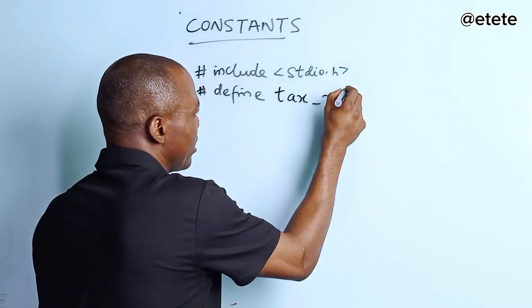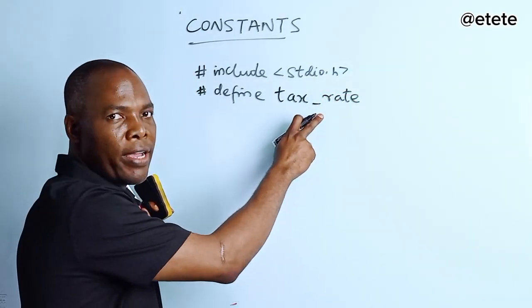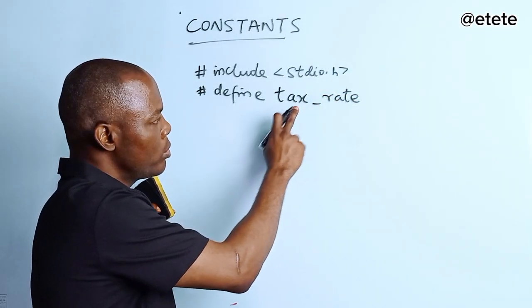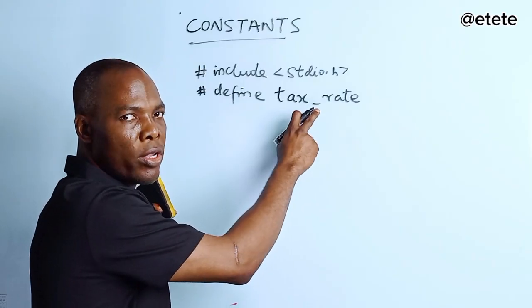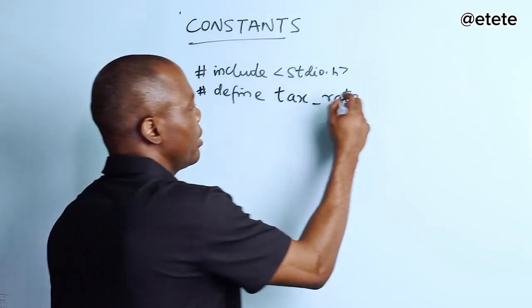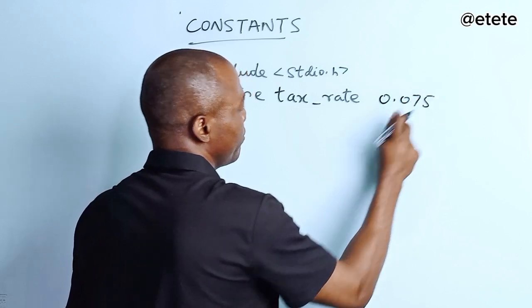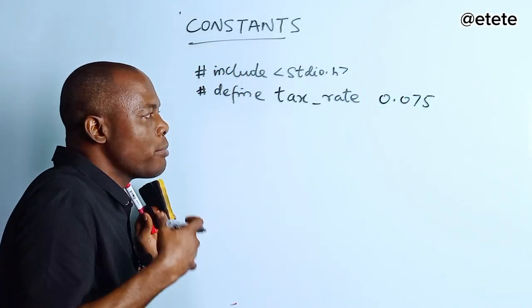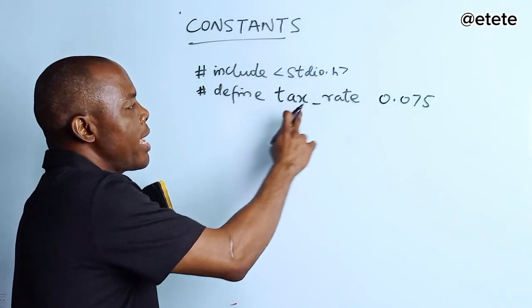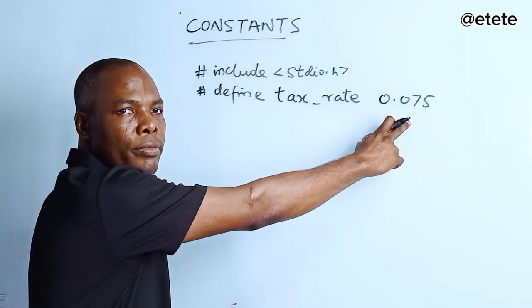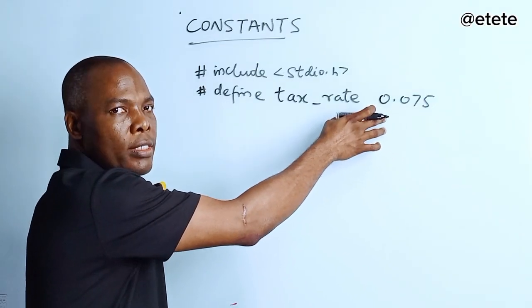Using an underscore, this is an identifier. So you can see how I named it. Two words, tax rate, but I'm using an underscore, not a dash. And then I'll say 0.075. So this is the value. I am saying anywhere you see this TAX_RATE, replace it with this value. That is what this is.